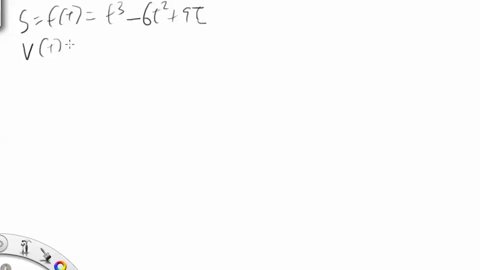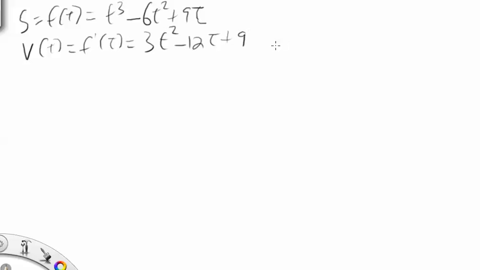So suppose we start with a basic position function. Okay, so s equals f of t, there's our position, and we'll use t cubed minus 6t squared plus 9t. Okay, so this is position. Well, we know velocity, of course, is the derivative of position. So that's going to be our f prime, which in this case would be 3t squared minus 12t plus 9.